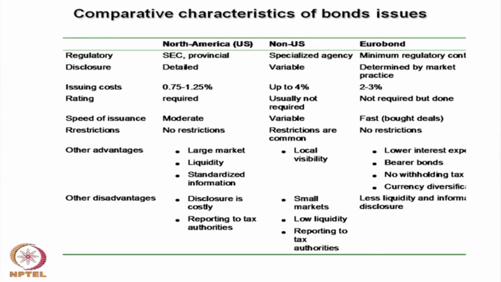The bonds are being issued in the form of Yankee bonds and in the form of the Eurobond market, both on the North America US side and on the Eurobond side. So, these are the characteristics of the markets as compared on issuing cost, regulatory disclosure norms, rating side, liquidity side, and taxation side. These are the advantages and disadvantages of the different parts of the international market.